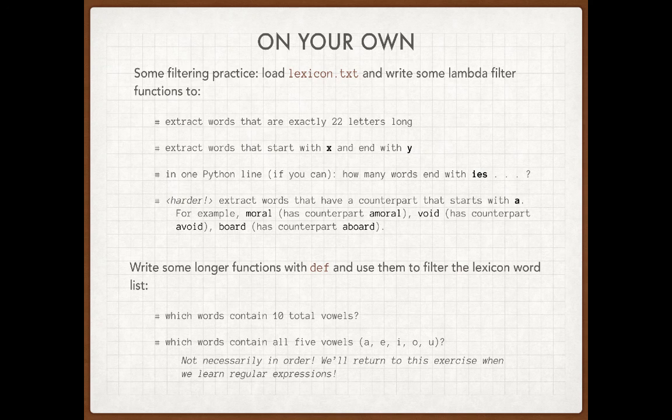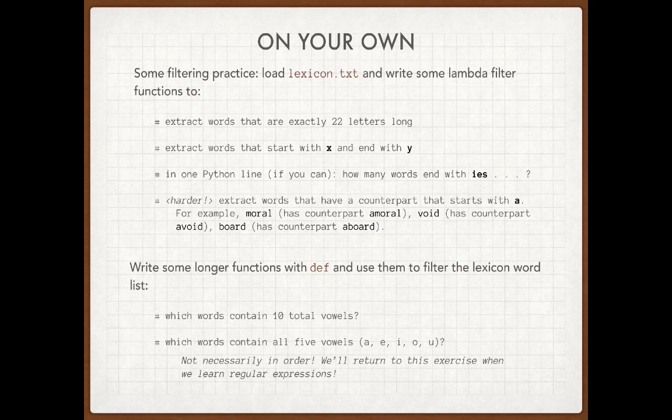Here's one that's a little bit trickier, but it's exactly doing the casting to a list in the way that we just did. See if you can write in one Python line how many words in that lexicon.txt file end with IES. So again, load that into a variable and then write a little lambda function that gives you a filter object that converts it to a list and that sends it to len. So you're nesting a whole bunch of functions there in that one to get an answer.